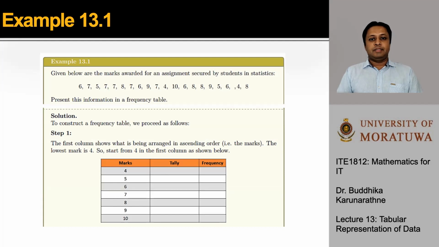Step 1 is arranging this set of values in ascending order based on the marks. When you do that for this set of values, you have 4, 5, 6, 7, 8, 9, and 10 in ascending order. So in the first column of the table, you have the marks ordered ascendingly.